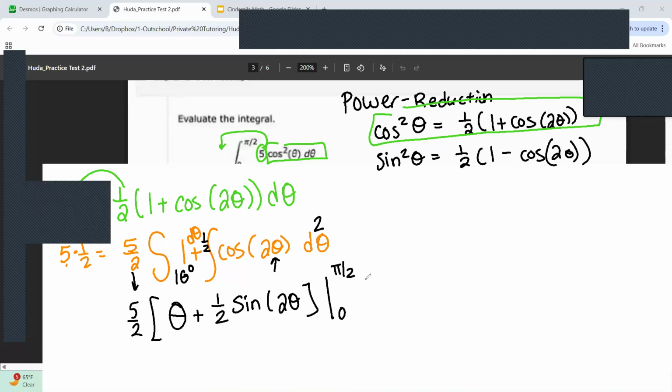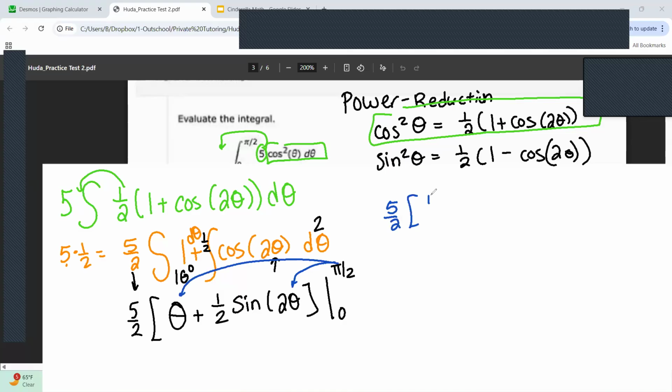Okay, always do the top one first, so wherever you see theta, put in pi over 2. So this will be 5 halves pi over 2 plus a half sine of 2 times pi over 2. All that, and then minus, put in the second one. So that'll be 0 plus a half sine of 2 times 0.